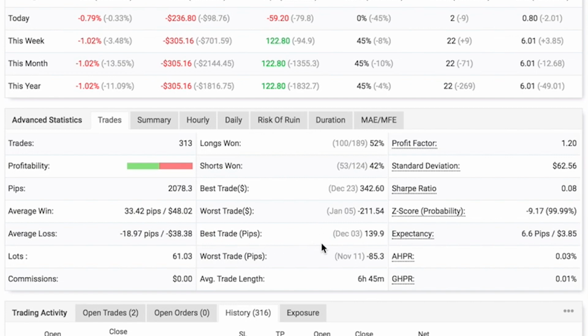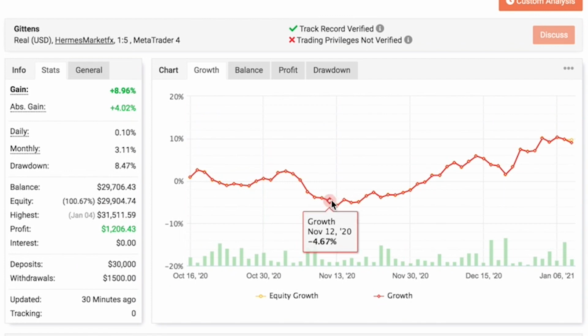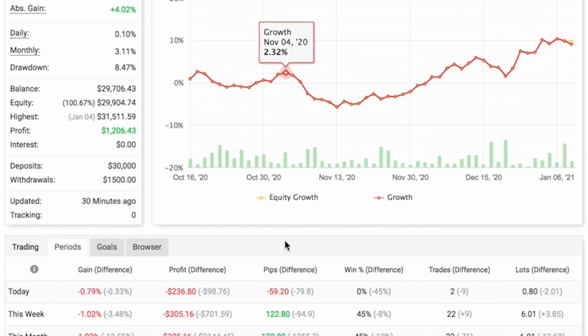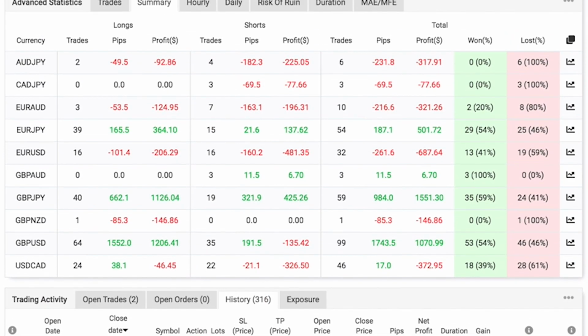His best trade in terms of pips was on the 3rd of December. He gained 139, almost 140 pips, we can see. While his worst trade on November the 11th, he lost 85 pips. So we can see how on November the 11th we are in line with actually what we saw here from his equity line.